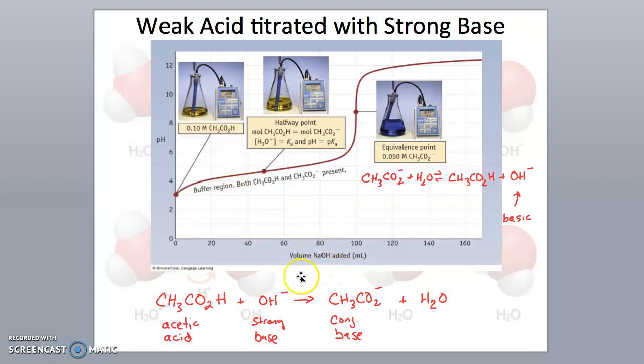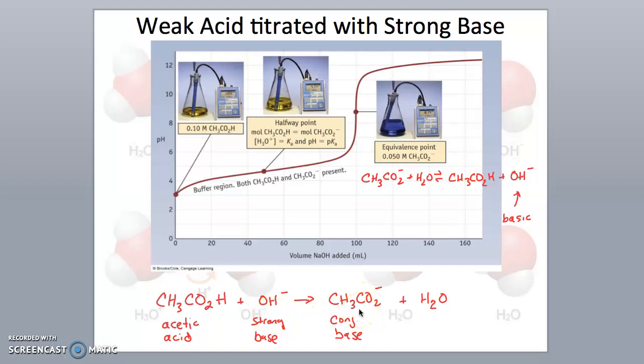So I'm going to write a net ionic equation. That's down below. So I've got my acetic acid, I got that from up here. It's a weak acid, plus the strong base. Now we don't break apart those weak acids, so this is the entire acetic acid, not H+ like a strong acid. So the strong base, OH-, and what happens is we end up with conjugate base.